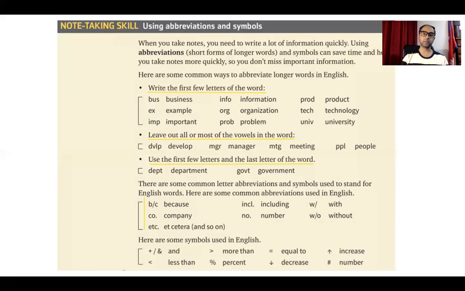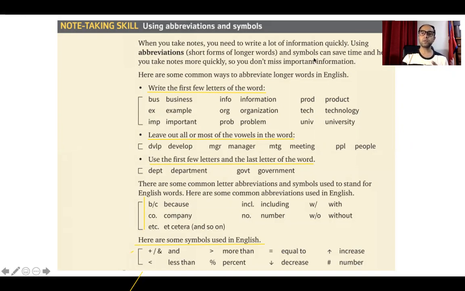And the last but not the least, the last is here are symbols. Here are symbols used in English. For example, and. You can see and there. And is used as a symbol, more than, equal to, increase, or number, decrease. If you hear these words in listening, you can quickly write down the symbols, okay?